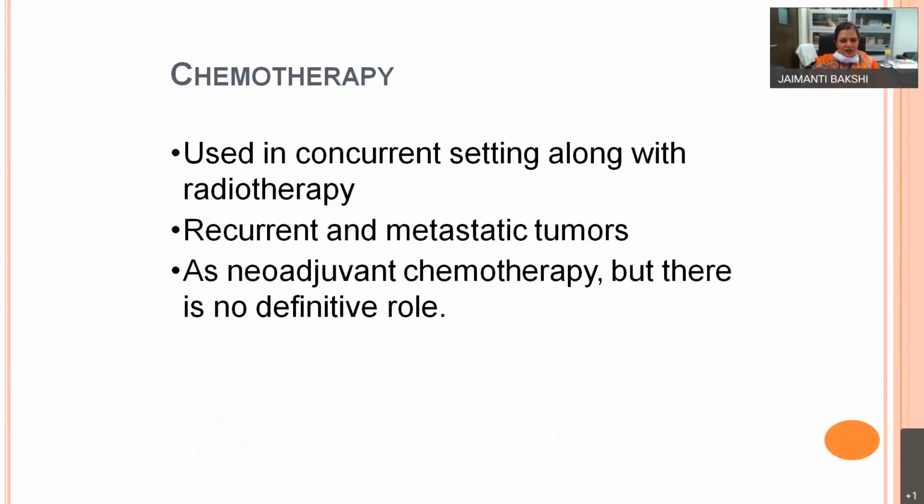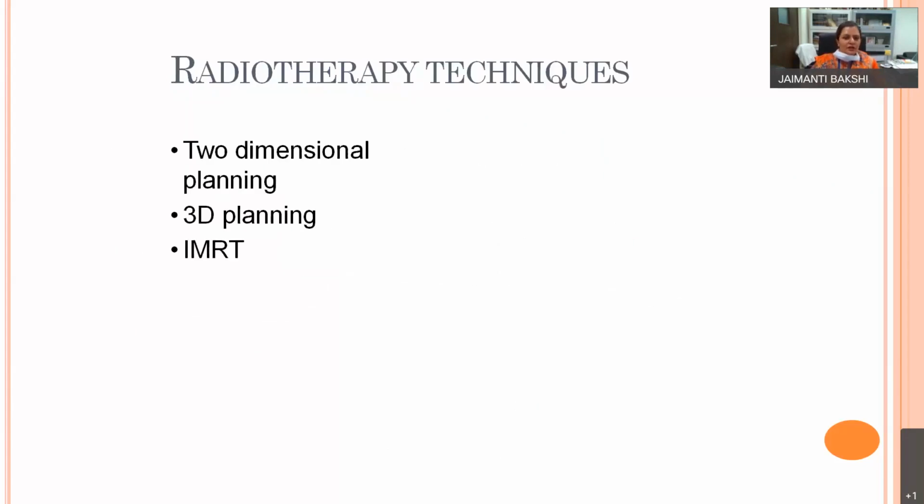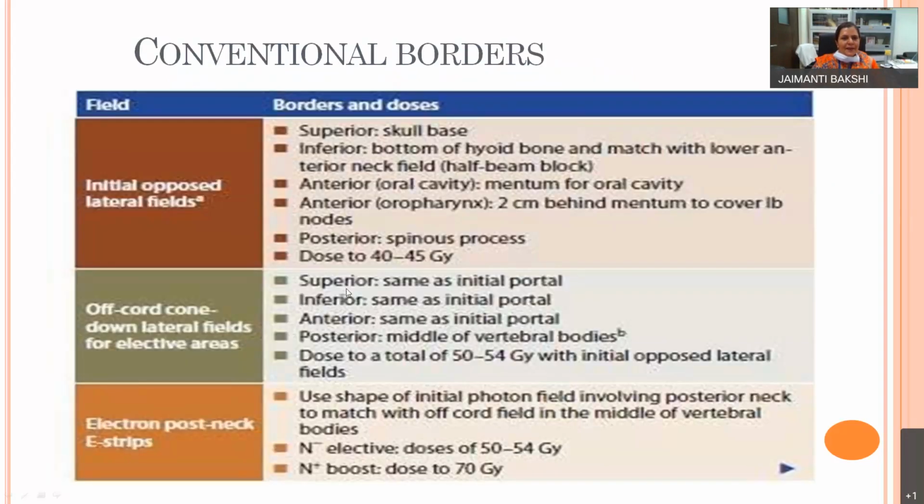Chemotherapy is used in concurrent settings along with radiotherapy. Recurrent and metastatic tumors require chemotherapy, and it can be given as neoadjuvant chemotherapy before starting the definitive chemoradiotherapy. The various radiotherapy techniques are two-dimensional planning, 3D planning, or the latest technique, IMRT, also known as intensity modulated radiotherapy. This is computer-based radiation treatment planning.